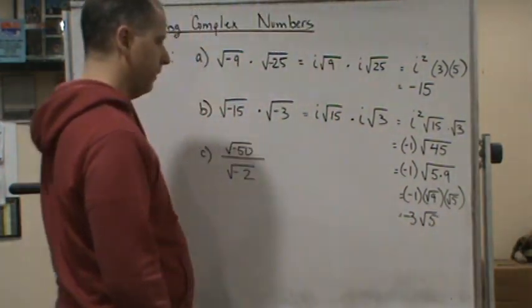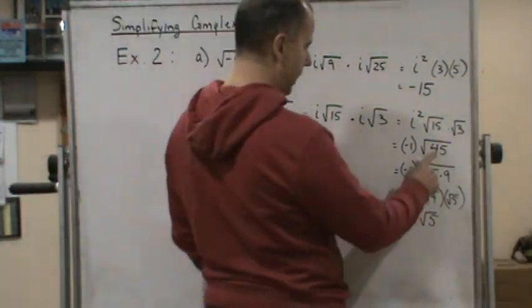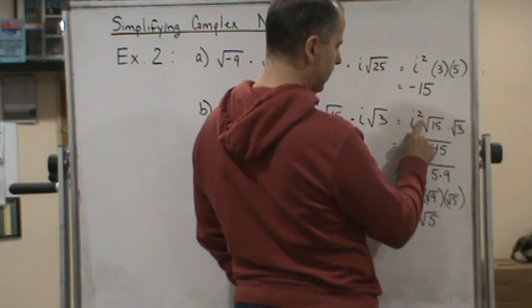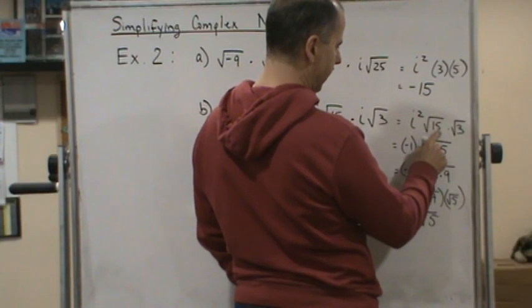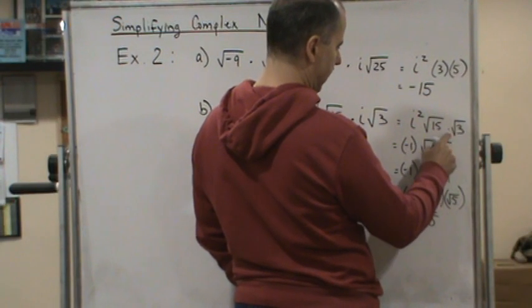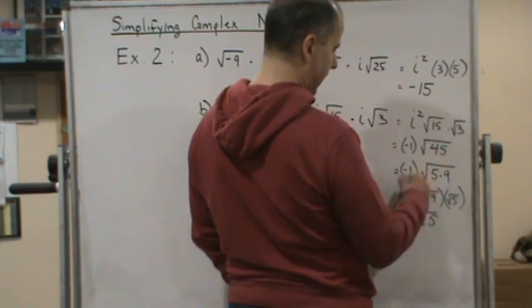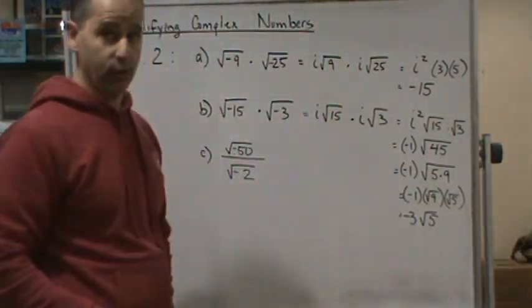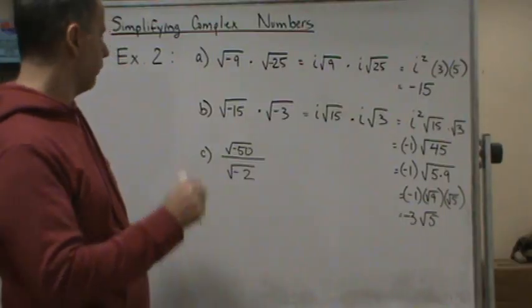And I'm done. Now, I could have done something different up here. I could have split this up into 5 times 3, right, and split it off and had root 3 times root 3, got the same answer. Probably would have got it faster. So another way of doing it.